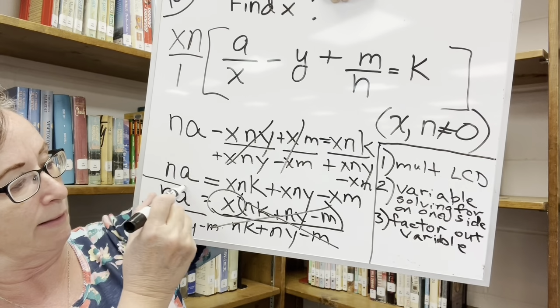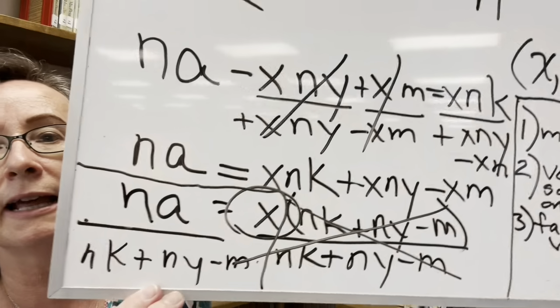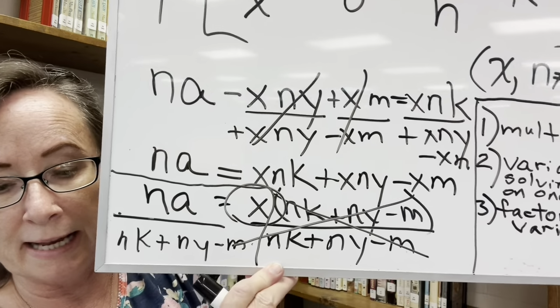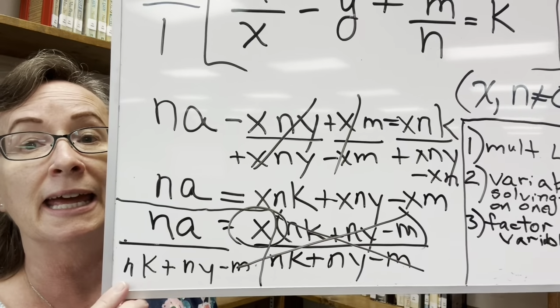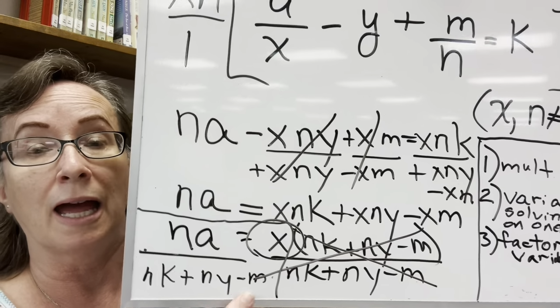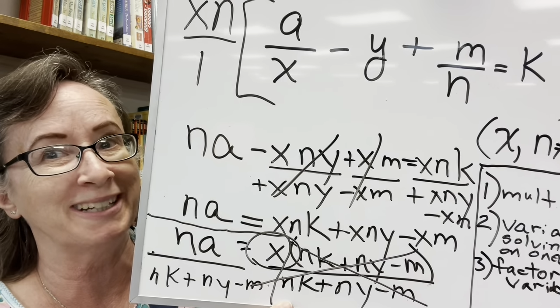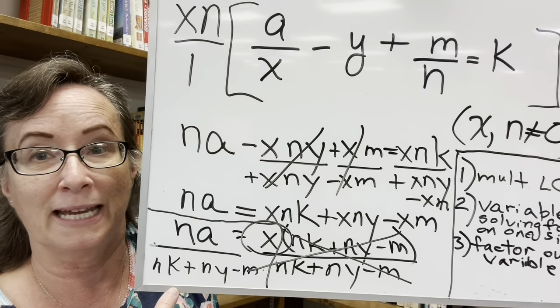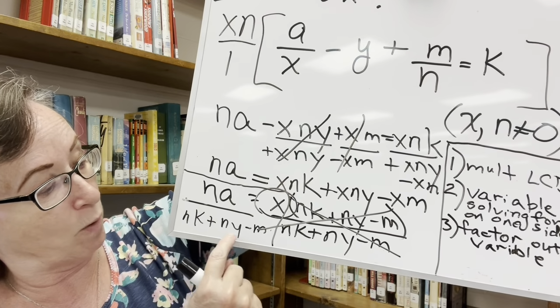That's my answer right there. X equals all of that. Okay, can you see that? NA divided by NK plus NY minus M. Now, if you look at your answer in your book, it's going to have exactly that. And then what is it going to say? NK plus NY minus M cannot equal 0. Okay, because it is your new denominator. This is what X is equal to. NA over NK plus NY minus M. So NK plus NY minus M had better not be 0.